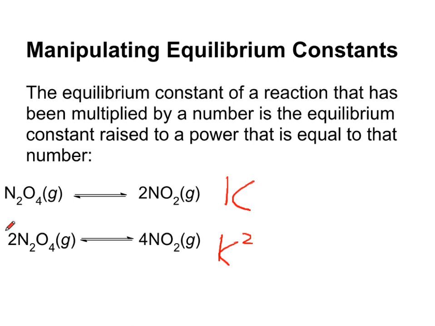If it was multiplied by a 3, if we had a 3 here and a 6 here, we wouldn't multiply K by 3, we would raise it to the third power. So you just have to remember it's an exponent, not a coefficient that you multiply the equilibrium constant by.